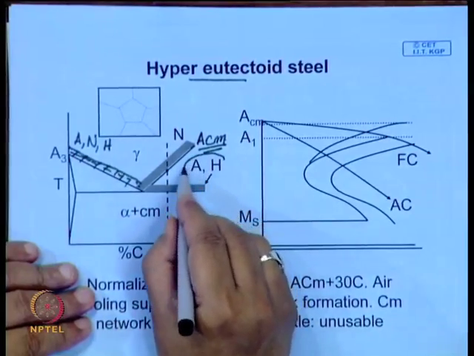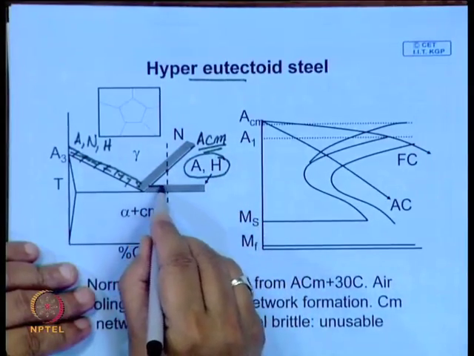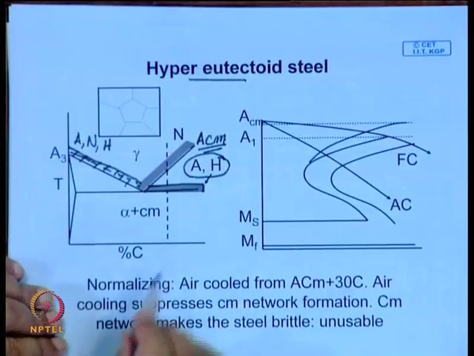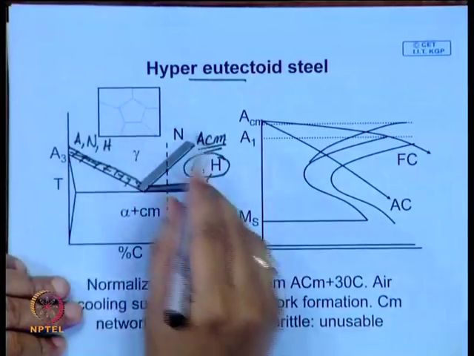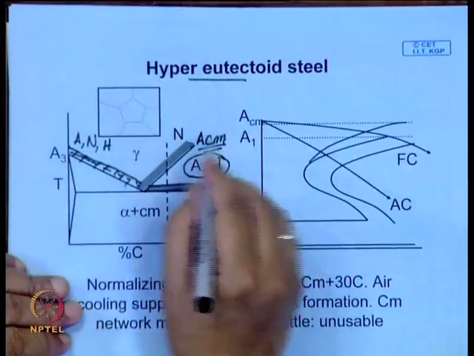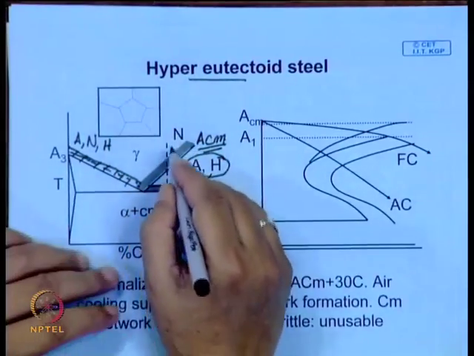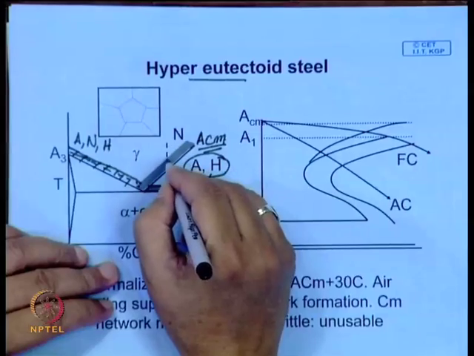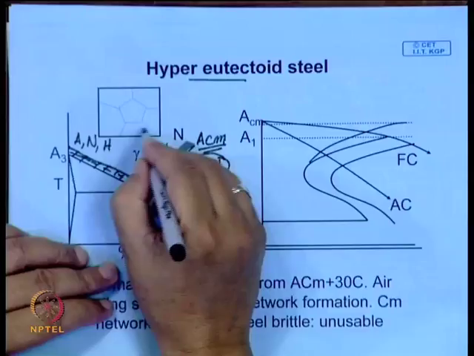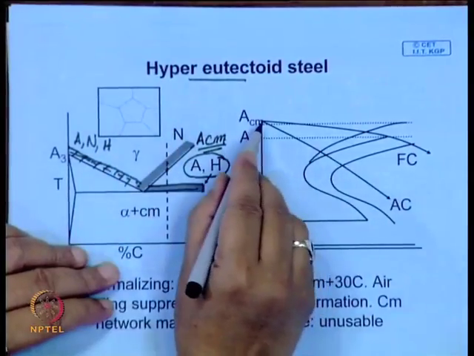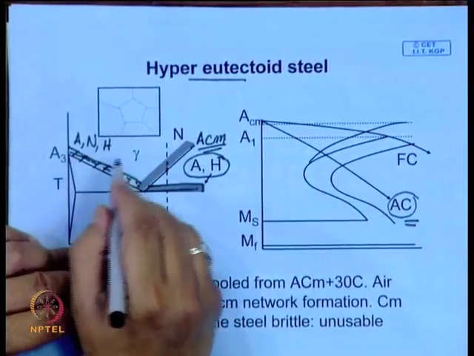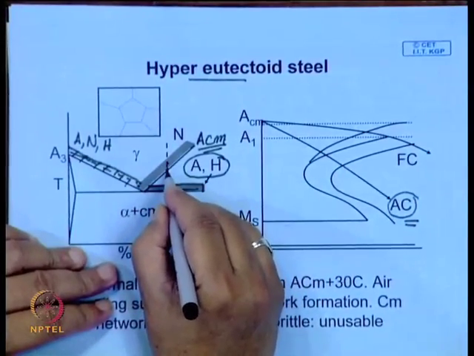Whereas, for annealing and hardening, your austenization temperature is in this region. Now, the obvious question is why. In the case of a normalized structure, if you are heating here, you will have a completely austenitic structure, fully austenite, and then you follow air cooling. What happens as the temperature goes below this?